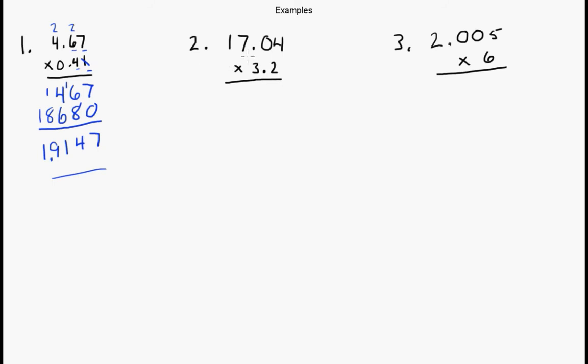Moving on to the second example, 17.04 times 3.2. Again, 2 times 4. We're just going to take this 2 and multiply it first. That gives us 8, 0. 7 times 2 is 14. That's 2, plus the 1 is 3. 3 times 4 is 12. It's going to give us 1. 3 times 7 is 21. Oops, that should be a 2 there. 1 times 3 is 3, plus the 2 is 5.